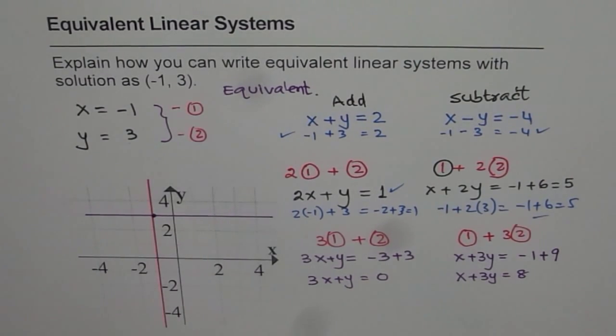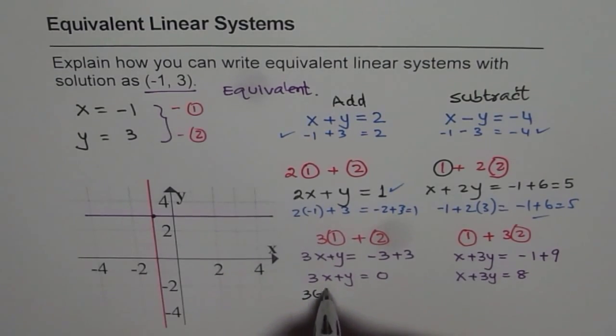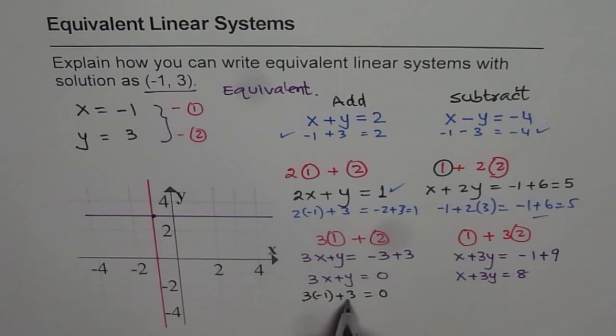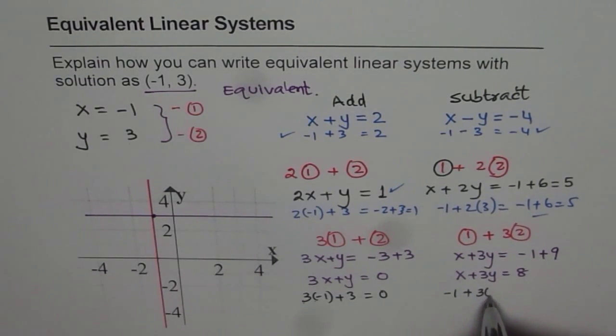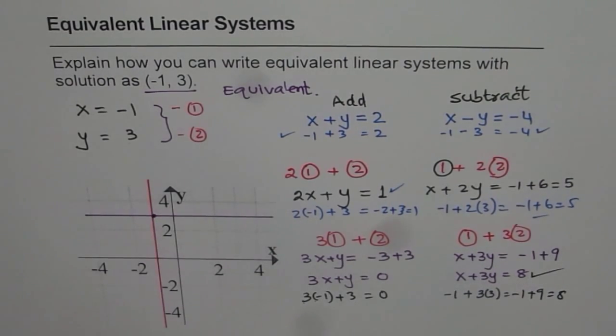Now I got this set of equations. We have to check if point -1, 3 is on this line or not. Let us verify it. If I write -1 for x, I get 3 times -1 plus y, which is 3, that means -3 plus 3, which is indeed 0. So it satisfies. Now in the second equation, -1 plus 3 times 3, we get -1 plus 9, which is indeed 8. So the point lies on this set of equations also, correct?